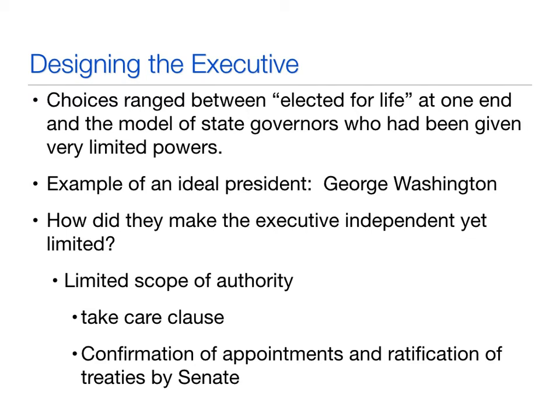So if the president tried to propose someone who was really out of the mainstream, according to the Congress at the time, the Senate would be able to veto that by not supporting the president's nominee and not confirming them. And also, the president could draft treaties, agreements with other countries, and again, the Senate would have to ratify those agreements. So if the president really makes a raw deal for the country, the Senate has the ability to vote that down.